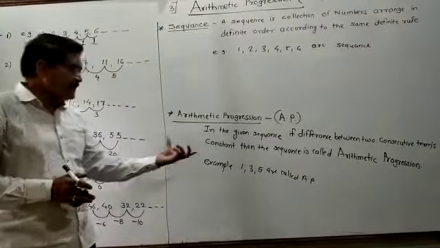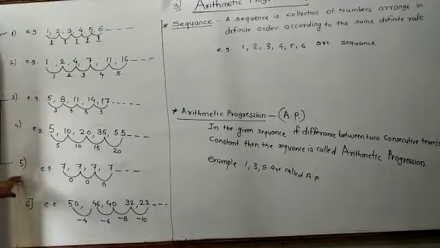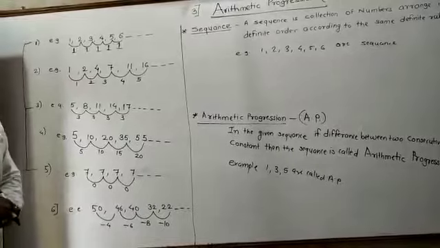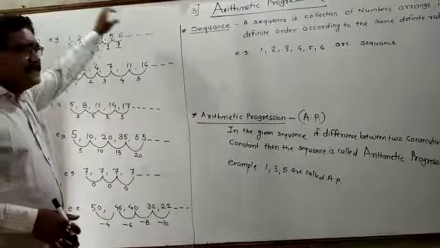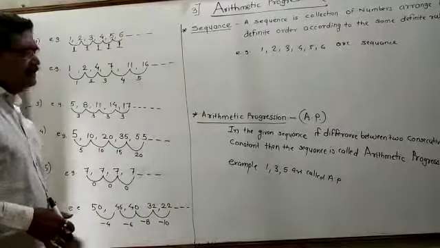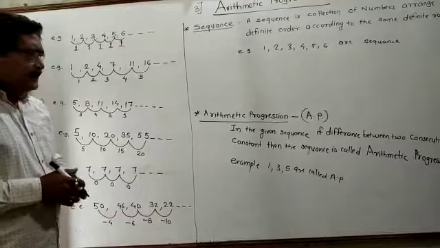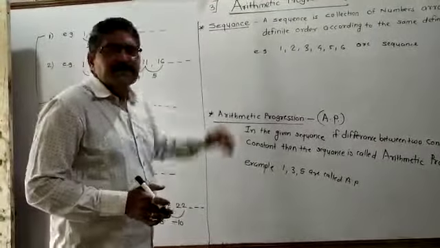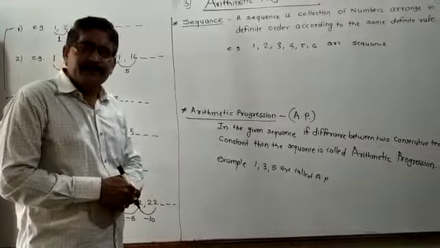I already explained the example. In examples 1, 3 and 5, the difference between two consecutive terms is the same, so these sequences are called AP. But all the series given are called sequences. An AP is called a sequence, but a sequence is not necessarily called an AP. Everybody understand the meaning of AP and sequence?